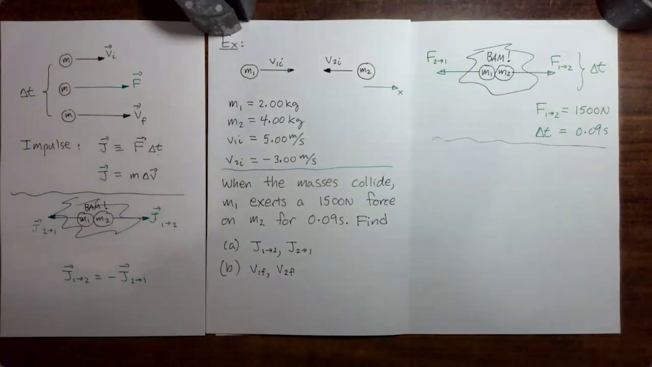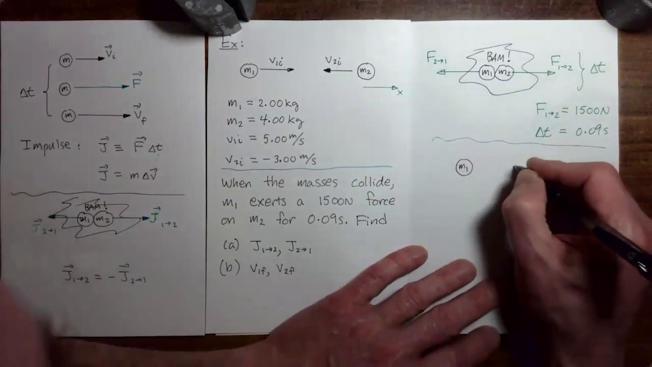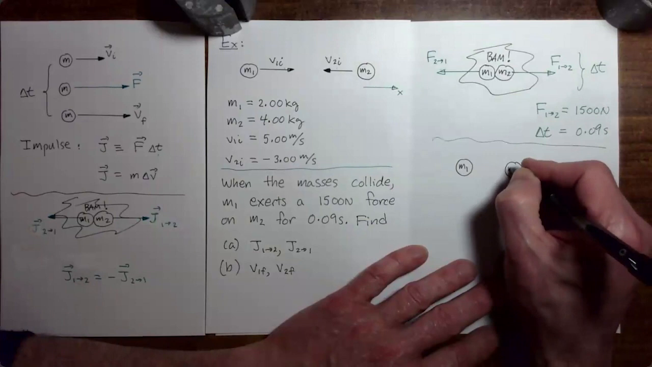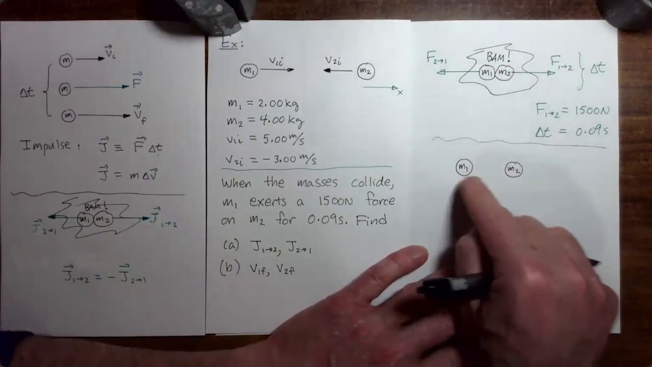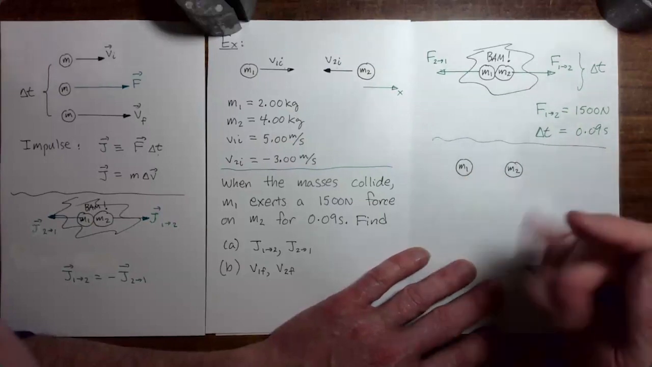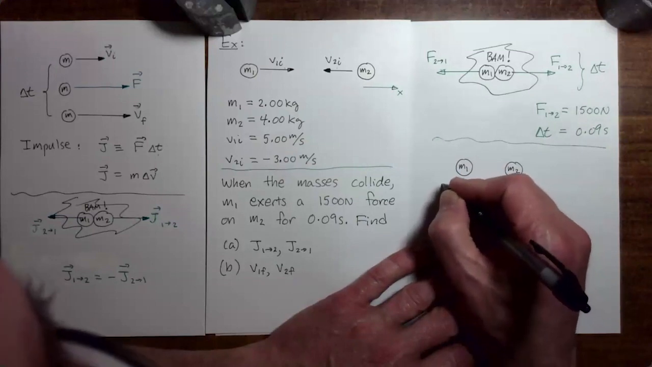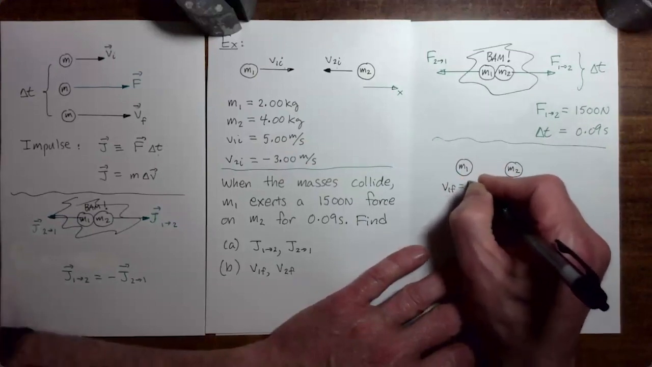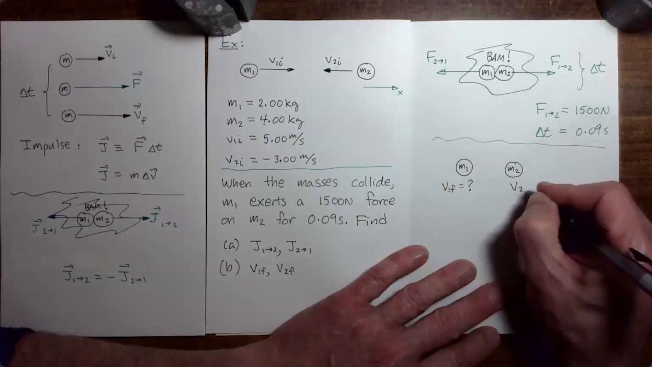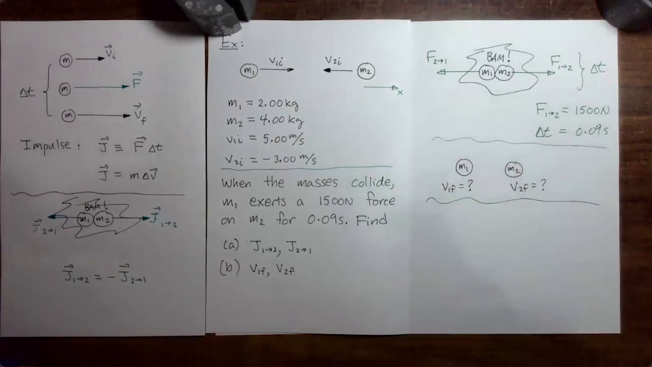Now let's draw in the final situation where the masses have their final velocities. So here's mass 1 after the collision. Here's mass 2 after the collision. Now, we don't know which way the masses are going yet, so I'm not going to draw in the directions of the velocities. We don't know that. So I'm just going to put here V1 final equals question mark, and here V2 final equals question mark. So now that we've done the setup, let's go to the calculation.